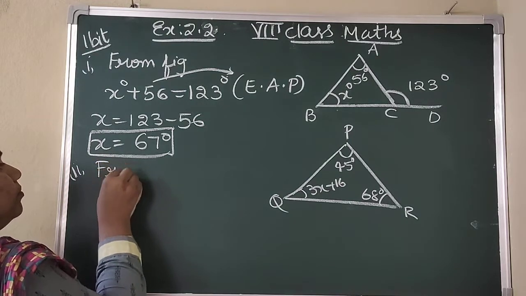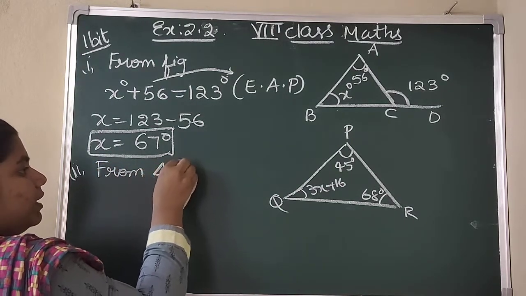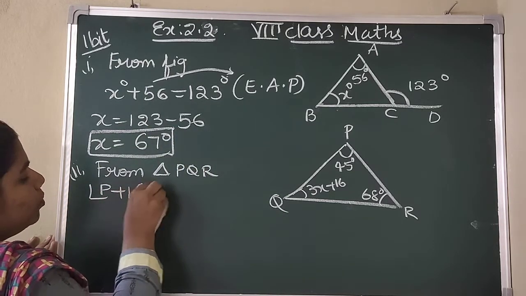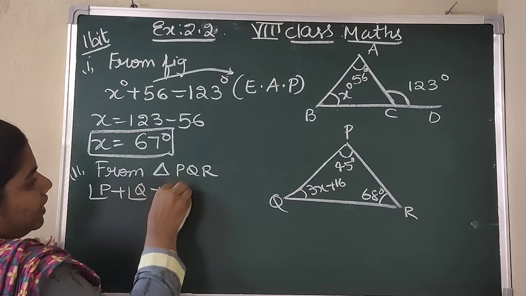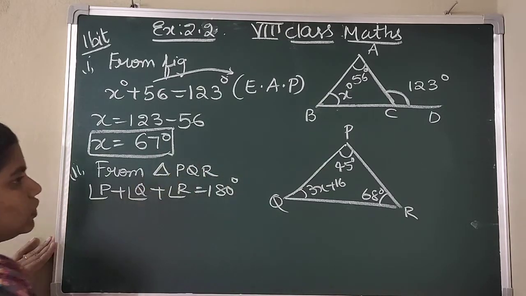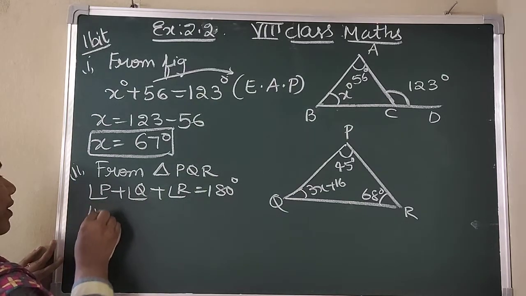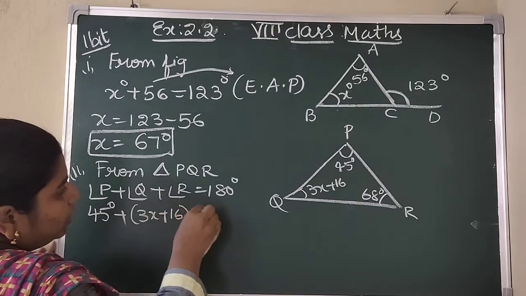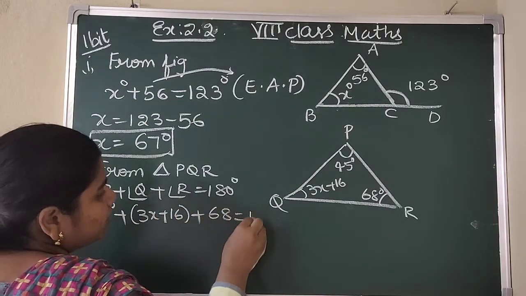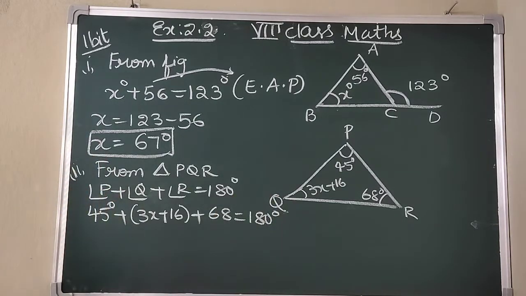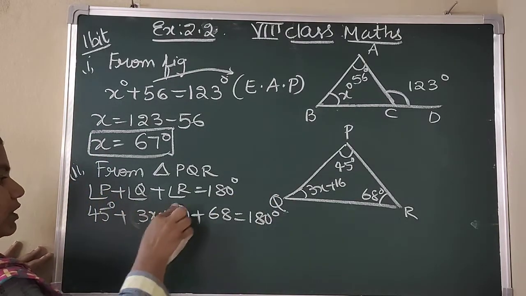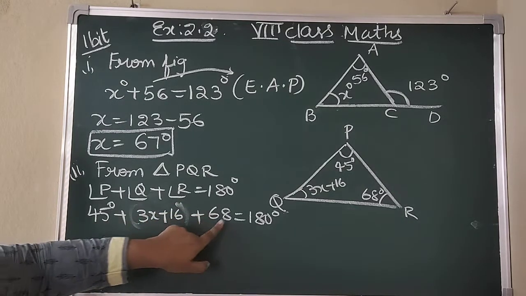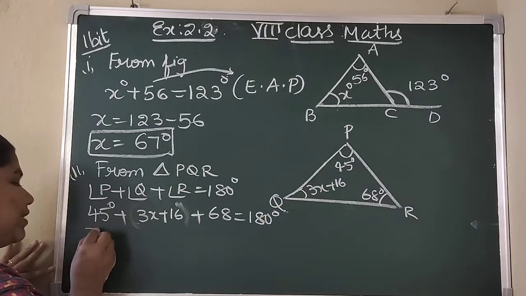So from the figure, from triangle PQR, we can write angle P plus angle Q plus angle R is equal to 180 degrees. What is angle P? Angle P is 45 degrees, plus angle Q is 3x plus 16, plus angle R is 68, is equal to 180 degrees. Now remove the brackets, and add all the constant values, that is 45, 16 and 68. 3x I am writing as it is.